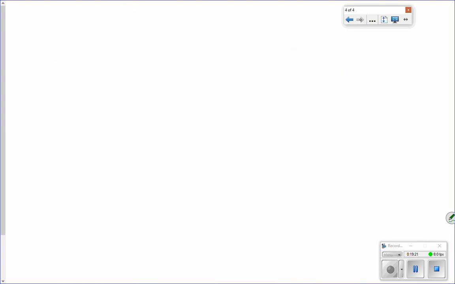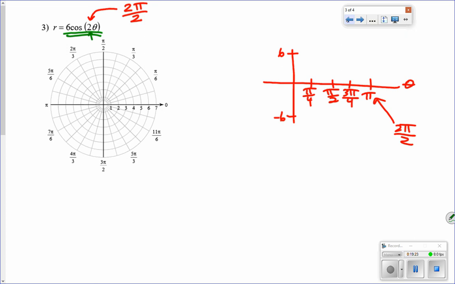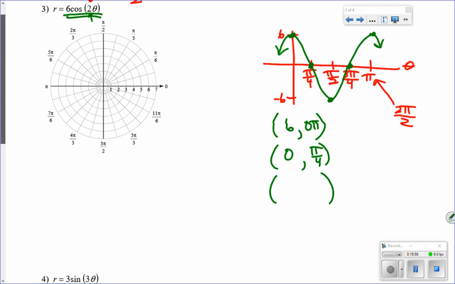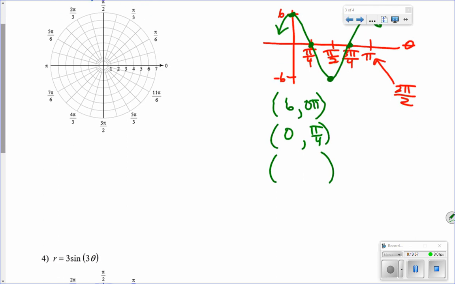Let's back that up. Let's sketch our cosine graph. So cosine starts at the upward position, then I go down to 0, negative, back up. Okay, so there's my cosine. So when I start to set up my points, I've got at the 0 pi position at the start, up at 6, then at pi over 4, I'm at 0. I'll keep going through that graph. The next point here, at the pi over 2 position, is negative 6.